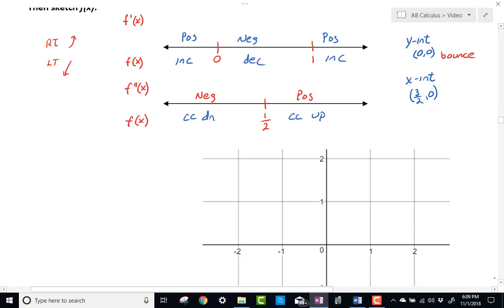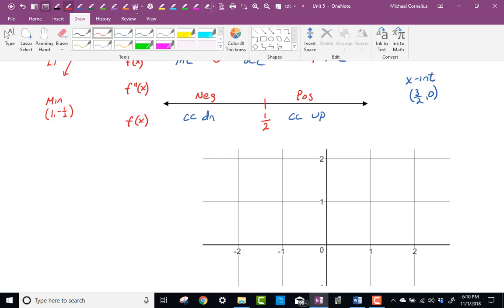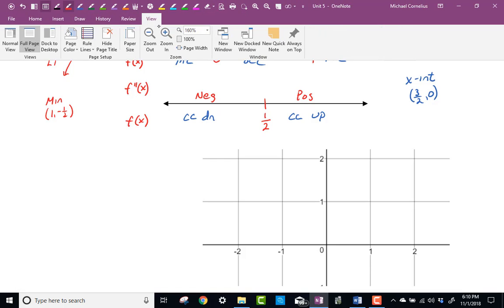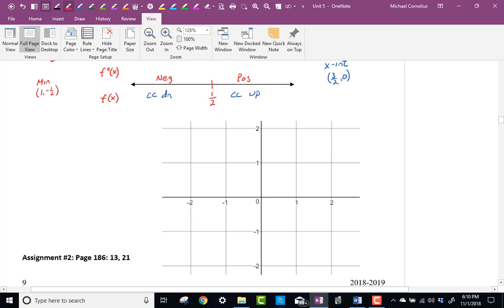Let me see. Oh, we also had a min in there as well. So we had a max at 0, 0. Okay, that's going to be our bounce. We also had a min that we found at 1, negative 1/2. All right, so that's a point on our graph as well. All right, so I'm going to zoom out a little bit here so that we can see a little bit more of this. So we'll zoom out a little bit. All right, there we go.